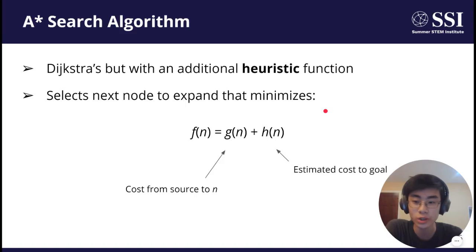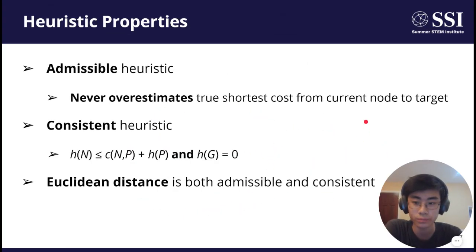More specifically, the A-star algorithm is essentially Dijkstra's, but with an additional heuristic function. What this means is that A-star selects the next node to expand that minimizes the value f(n) = g(n) + h(n), where g(n) is the cost from the source node to n, and h(n) is the heuristic value or the estimated cost to the goal.